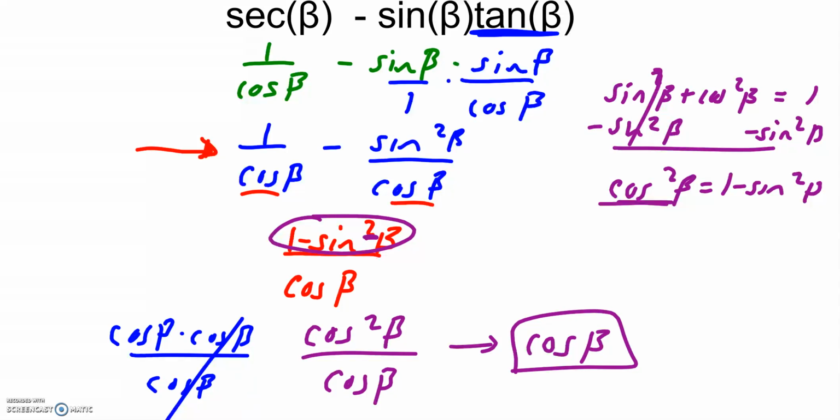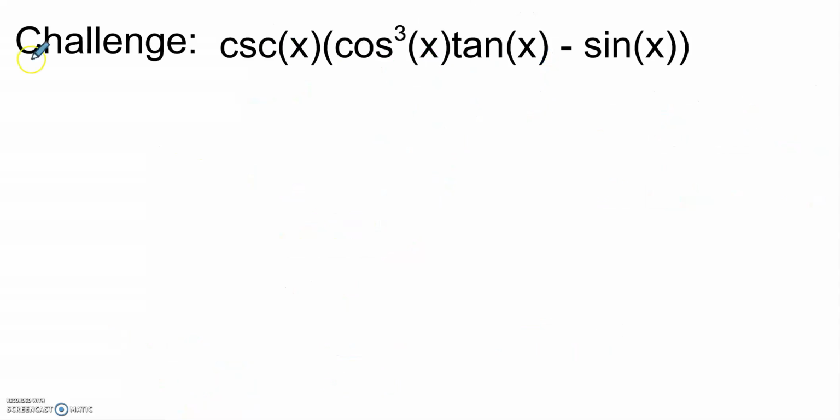Speaking of accomplished, let's take a look at this doozy of a last problem. It's sort of a challenge problem, but I think it's a good one to end on. What this problem is doing is we are multiplying cosecant of x by this entire parenthesis. These 2 terms are multiplying and you're subtracting the sine of x.